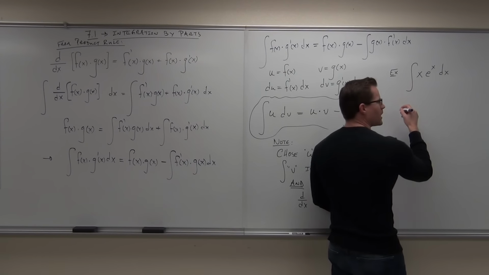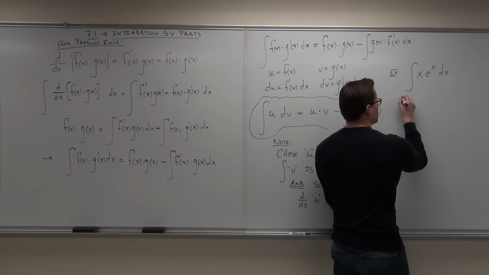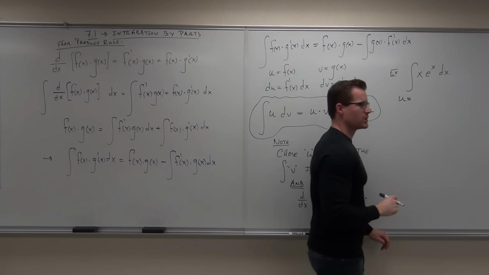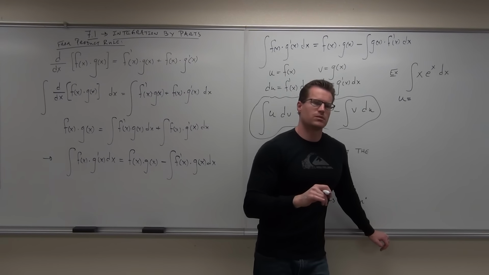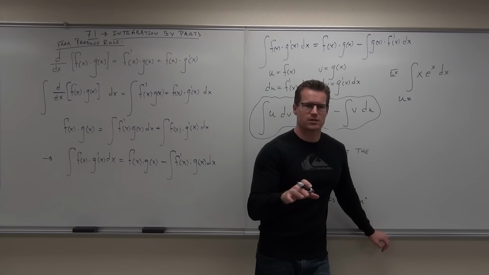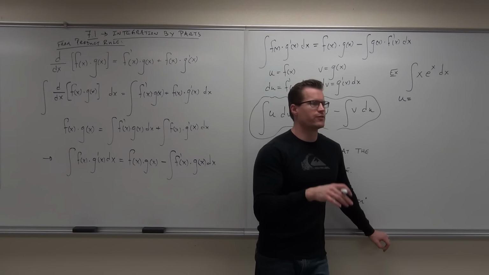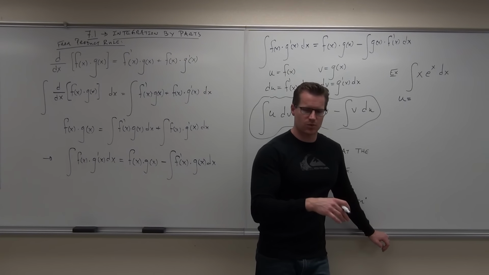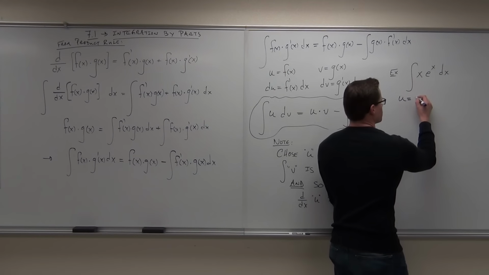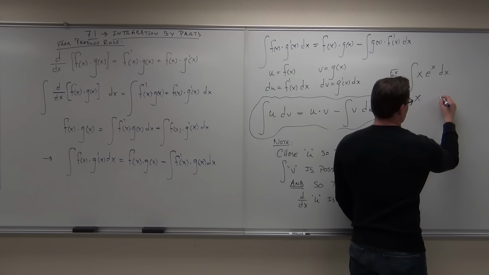So here's how we do this. It's going to take some getting used to, but here's how it works. Pick u so that you can take the integral of the rest, your v, and pick u so that hopefully the derivative of u is going to be better, easier to work with. Do you follow that? So in our case, we're going to pick u equals x.